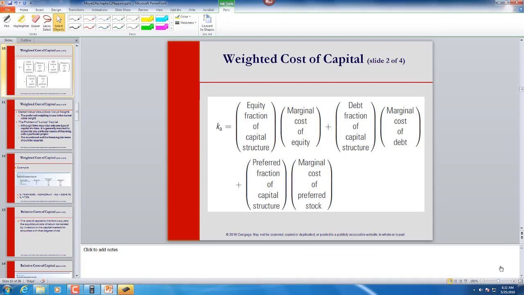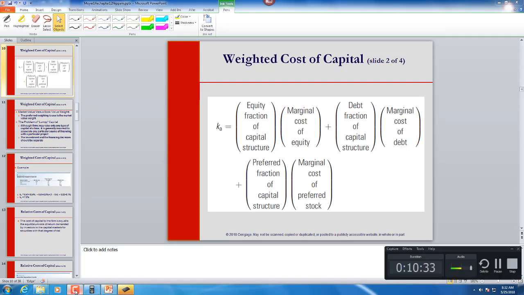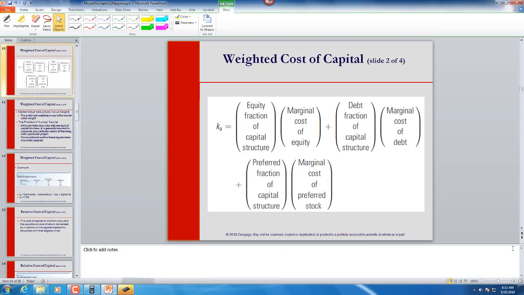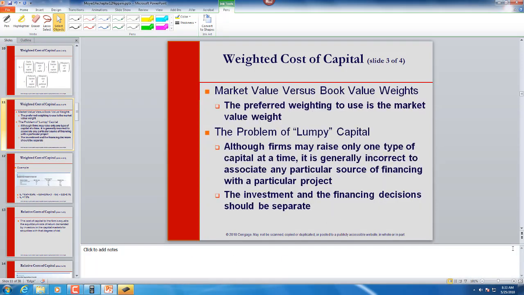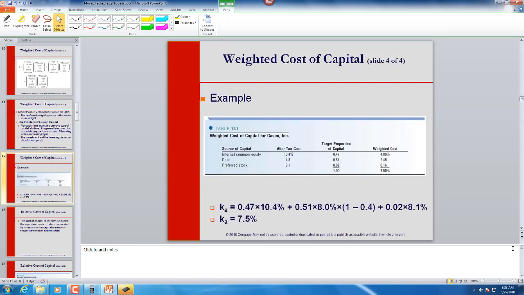All right, moving on, we got a situation where I have to explain a few things to you about flotation costs, which is fun actually. First of all, always use market value weights. Book value weights don't matter that much. So this is an example. You can check it out like the one I did in the second slide. Essentially, they're doing the same thing here. They're taking the weights, target proportion.